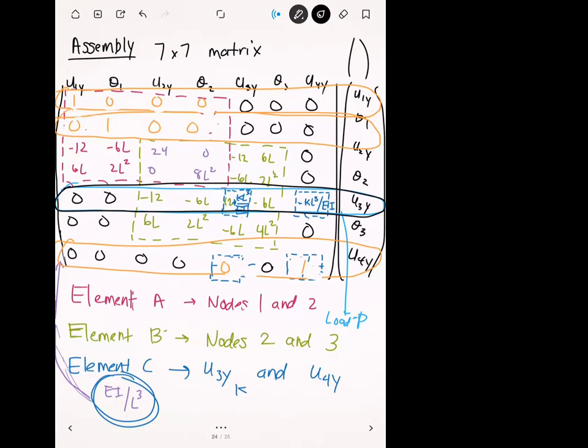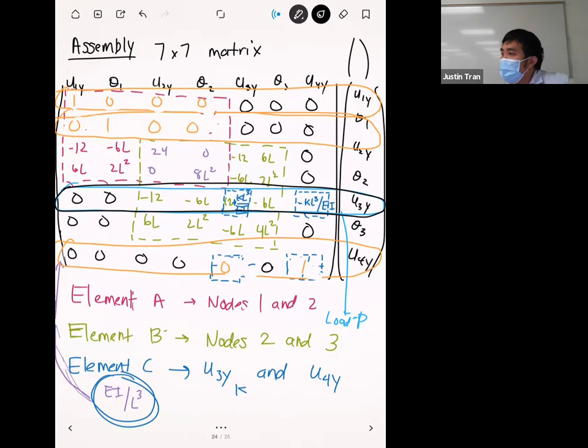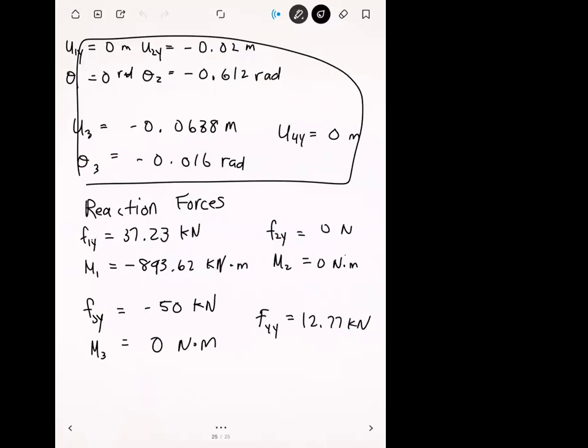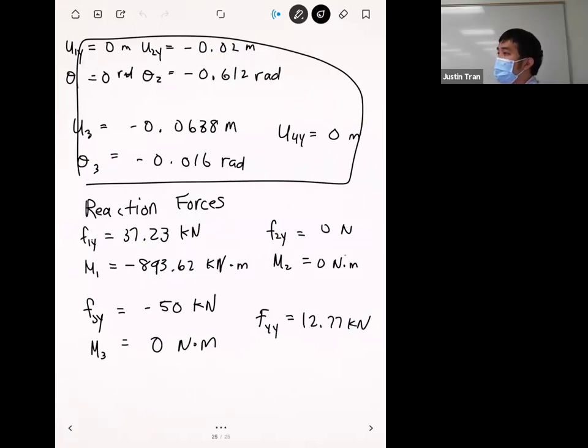Yeah. Kevin, question? Oh, yeah, just going back to the reaction forces. So the reason why the F1y and F4y don't add up to 50 is because the moment kind of takes some of that into account. They should add up to 50. We have 37.23 plus 12.77. So we have, oh, yeah, sorry. Yeah, 50. Yeah.